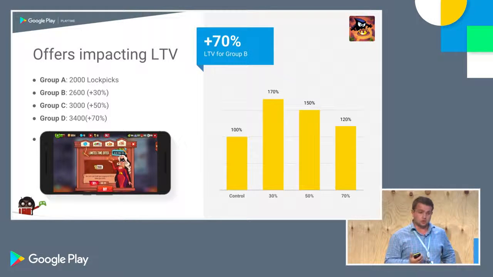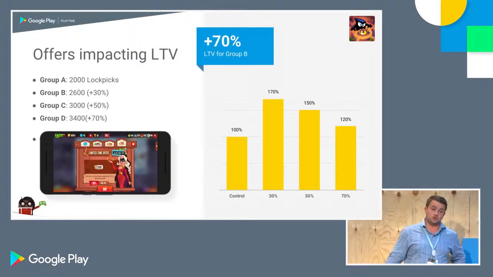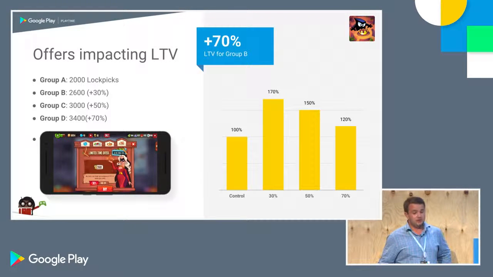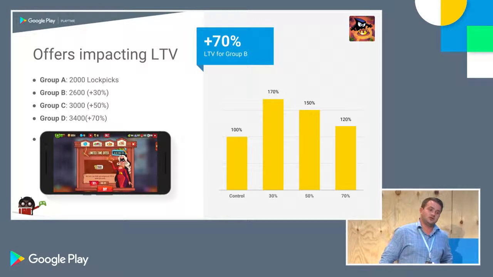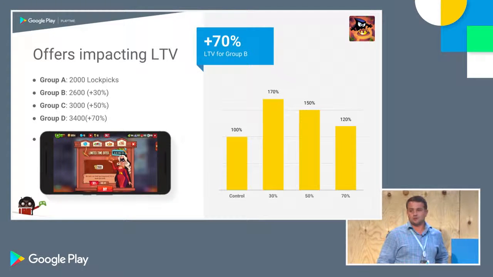Group A is the control group, so the content that was usually available in the game. Then you have groups B, C, and D. And what you can see is that it's not the group that received the most of the premium content that added the most value to the player's lifetime. So this is one of the cases where you have to balance the content that you deliver properly.